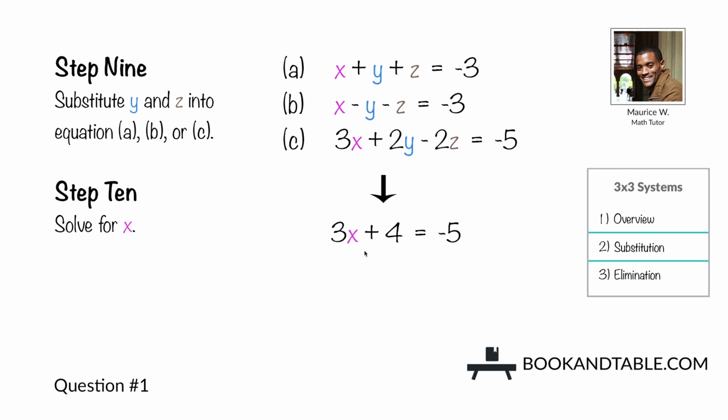And to solve for x, we'll subtract 4 from both sides, giving us 3x is equal to negative 5 minus 4, which is negative 9. And now we divide both sides by 3 to give us x is equal to negative 9 divided by 3, which is negative 3. So when you plug in y and z into A, B, or C, we get x is equal to negative 3, showing us the solution to this system is the point where x is negative 3, y is positive 1, and z is negative 1.